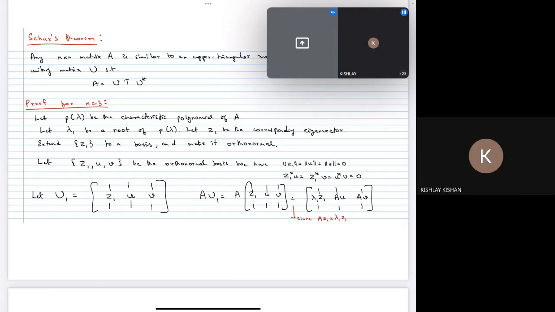So I'm in R3, a three-dimensional Euclidean space, just for understanding. I have one vector, and if I have to make it a basis, I need two more. You understand what an orthonormal basis is? If I say Z1, u, v is an orthonormal basis, what are the conditions?